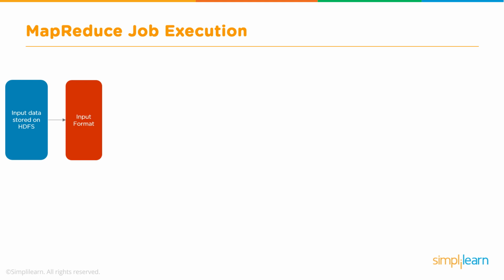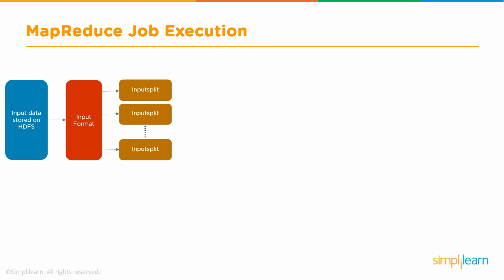So somebody has to specify the input format, and who would do that? It would be the developer. So there are various input formats, text format being the default. Now you have key value format, you have binary format, and I'll share some links where you can read more about these input formats. So input format is specified, and based on the input format, based on the size of the file, your file is split into multiple chunks.